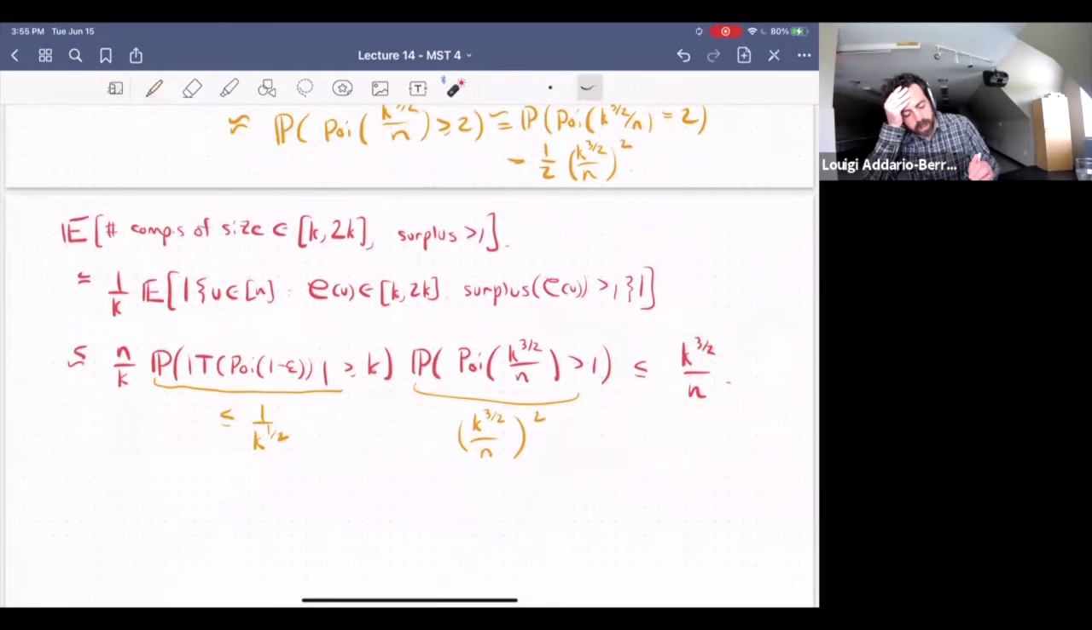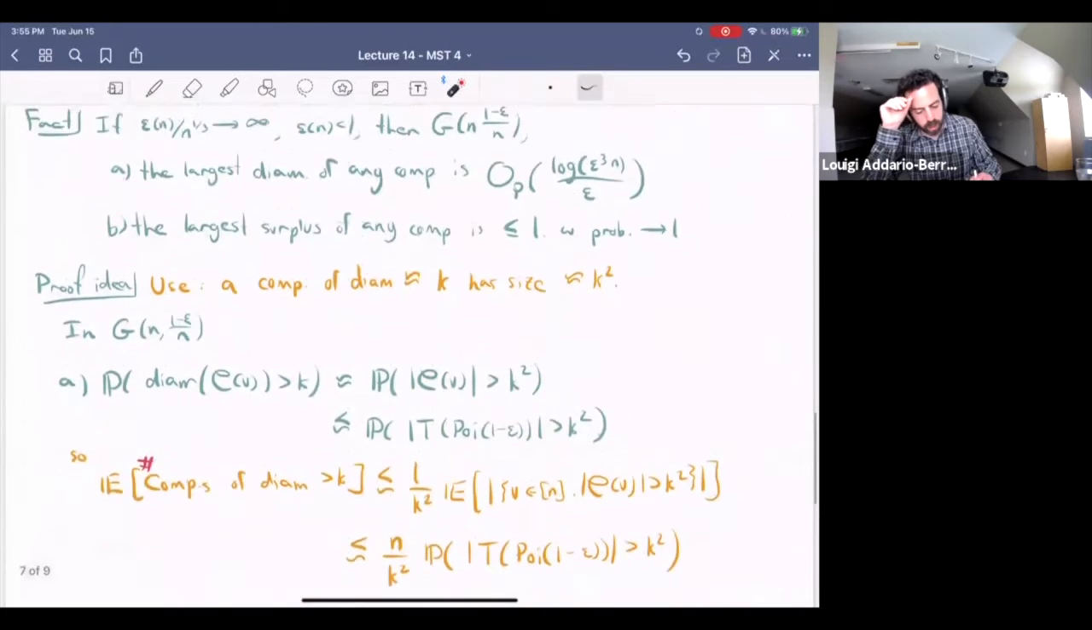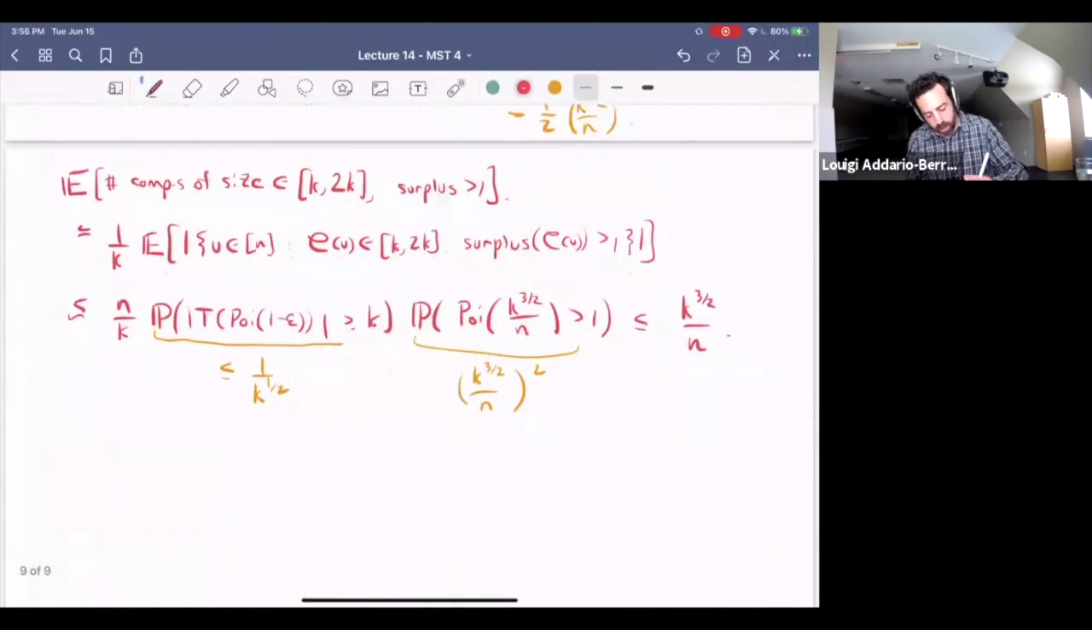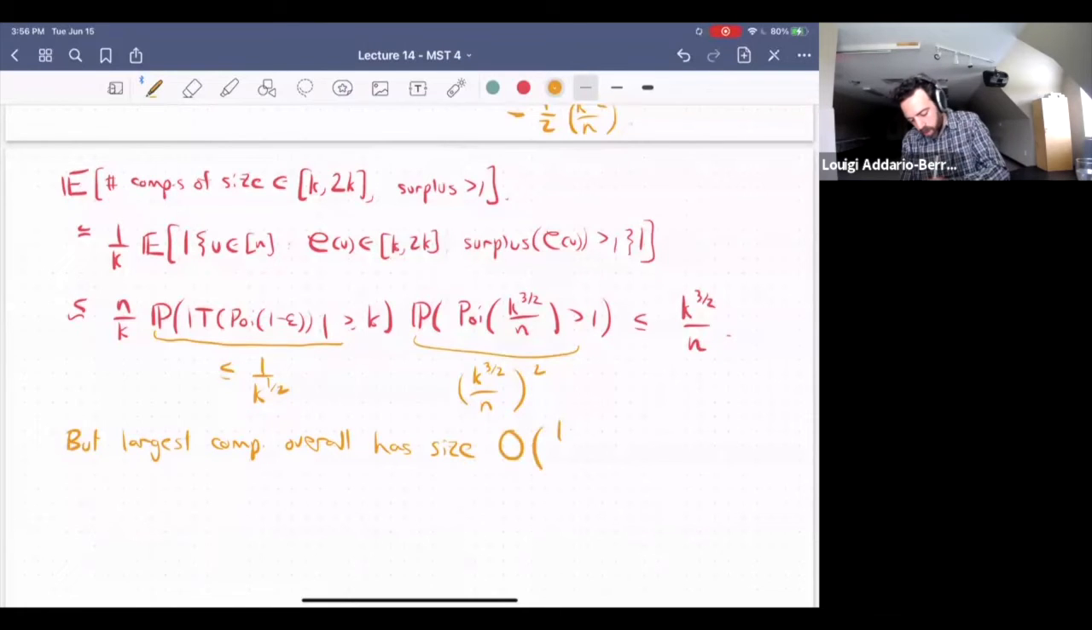But now we know which regime we are focused on. We're in the subcritical regime. Okay, so the largest component size here is little o of n to the 2/3. So we only have to look at components of size much smaller than n to the 2/3 in order to prove the fact, because there are no bigger components. So now we can sum this bound. In this regime, the largest component overall has size at most the bound we saw, log epsilon cubed n over epsilon squared, which is little o of n to the 2/3. Okay, so now you can sum this bound.